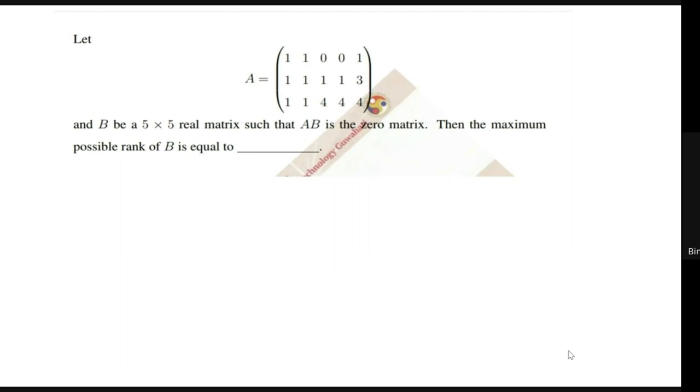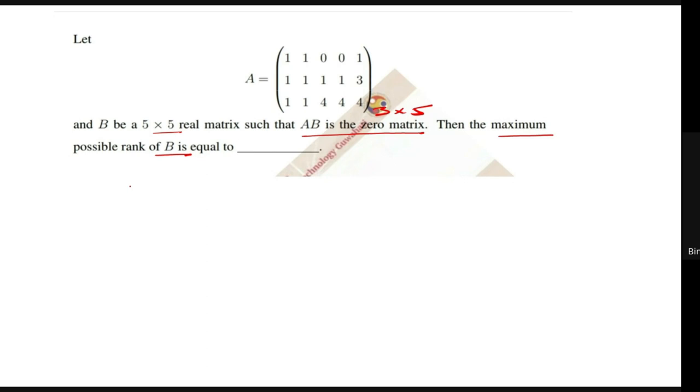I'm not giving any theory; we just move to the direct problems so that you can apply these concepts in your exams. So this is the first problem in which we have given a matrix. You can see A is a 3 cross 5 matrix. Now B is a 5 cross 5 real matrix such that AB is a 0 matrix. Now you have to give the possible maximum rank of B.